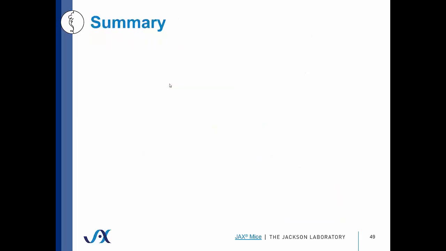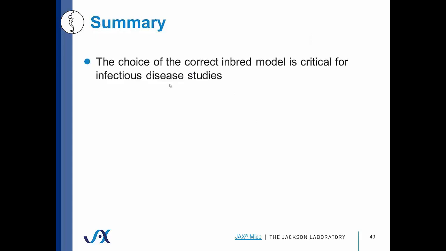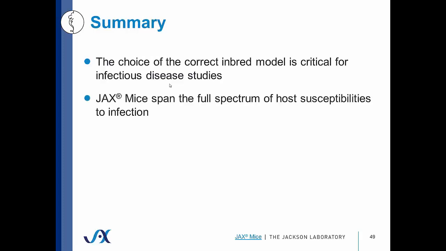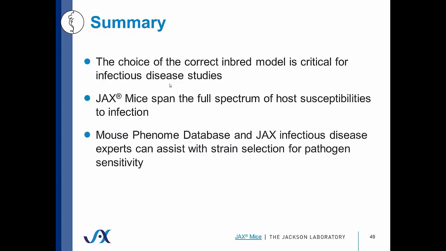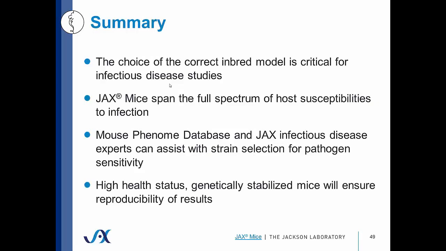So I'd like to summarize what we've talked about today. First, I've shown you how important it is to choose the right inbred model for your infectious disease research and for what you plan on studying and modeling. Also, we've seen how inbred mice display the full spectrum of host susceptibilities to different infections. I've also shown you that you can use the mouse phenome database to help you with your strain selection. And finally, I've told you about our genetic stability program and how high health status in genetically stabilized mice increase the reproducibility of your results.